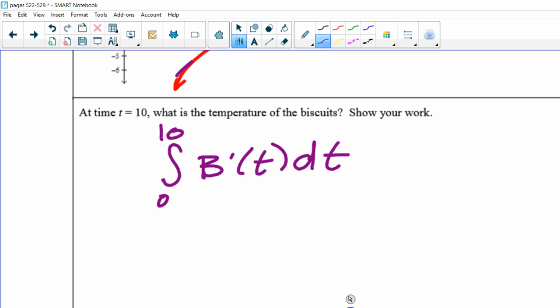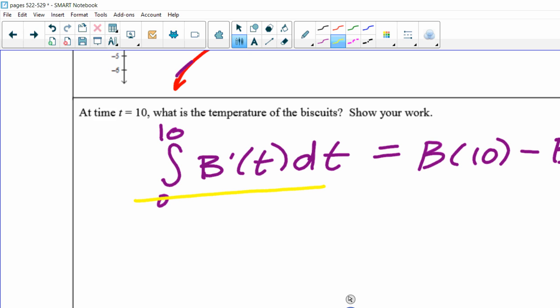But using the fundamental theorem, what is this going to give us? Apply the fundamental theorem to this. Look up here. B of 10 minus B of 0. Good. So you're going to integrate. You're going to get your number. But you know this was 100.